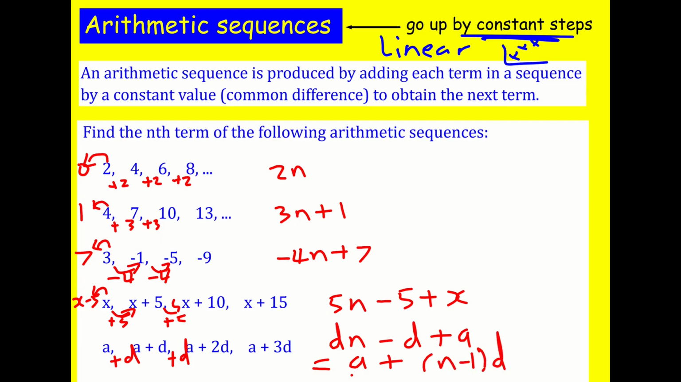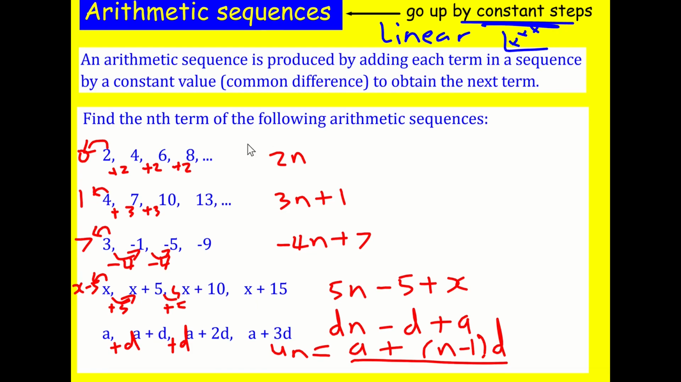No, actually, not being fancy. This is how we want it. You can kind of see when you look at it that actually that's what's happening. I've got a, and then I've got a plus 1d, but that's my second term. I've got a plus 2d, but that's my third term. So my nth term is going to be a plus n minus 1 d. And let's just bring this symbol back in. This means nth term.